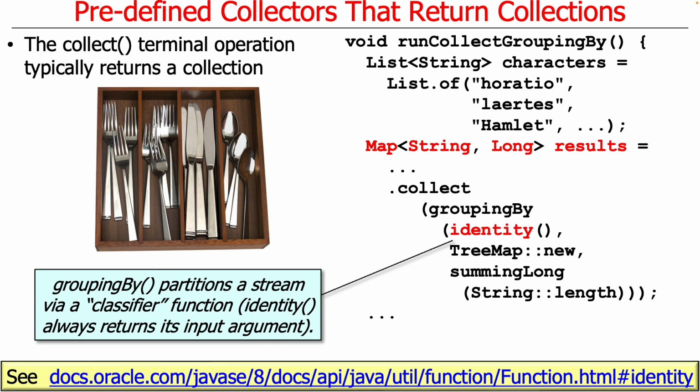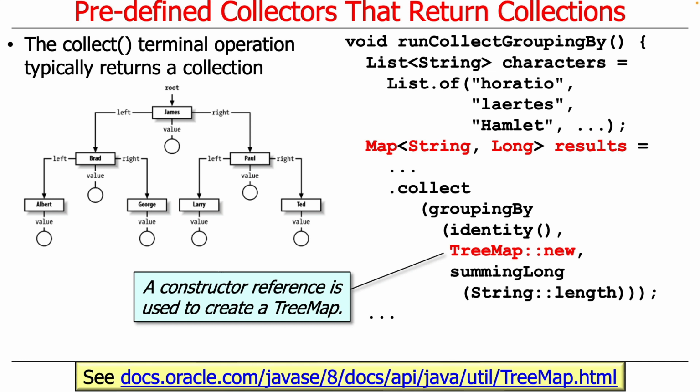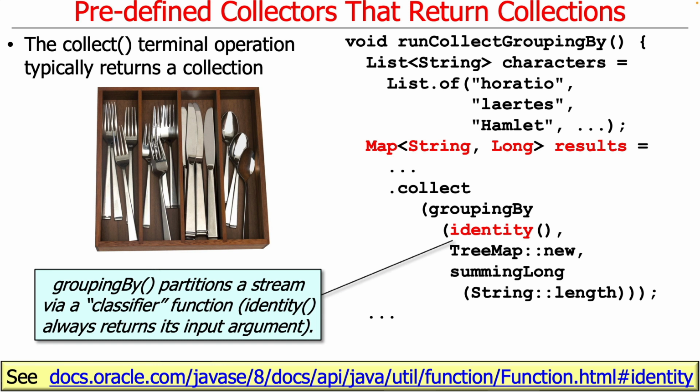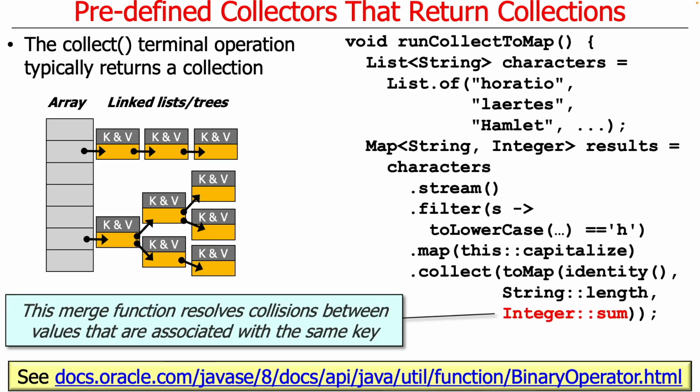So I think of it like a silverware drawer. And the TreeMap new is a constructor reference that you're passing in that tells groupingBy to use this map, not the hash map. So now you can control the type of map. And then the third parameter is the downstream collector, which defines a way to sum up things together. I think I misspoke earlier. I want to make sure I correct that to avoid confusion. This is not a downstream collector. This is just a merge function. This is the toMap method.